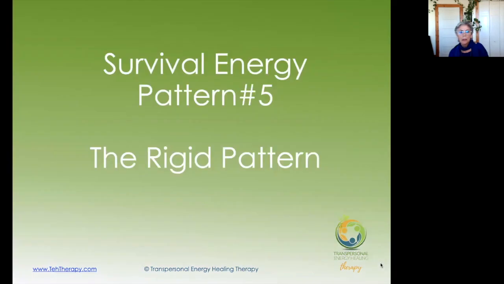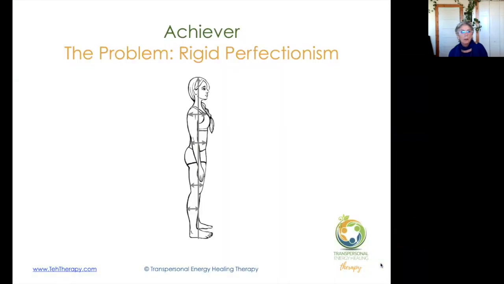So the last pattern is the rigid, or sometimes we call it the achiever pattern. The problem is rigid perfectionism. And we contain and pull our energy in so that we can be perfect. And when we do that, we get really tight and really tense inside. And we have a really hard time feeling our core, soft, loving, hearted, essential self when we do that.